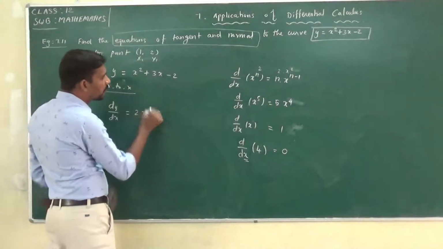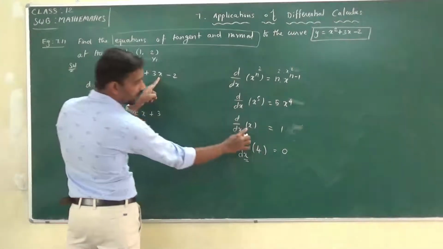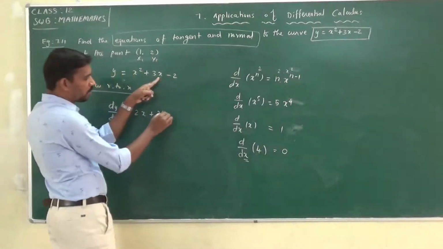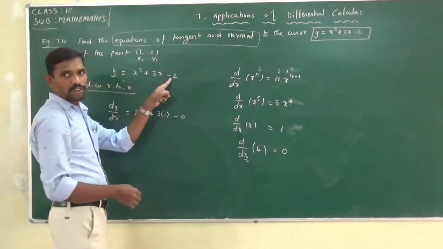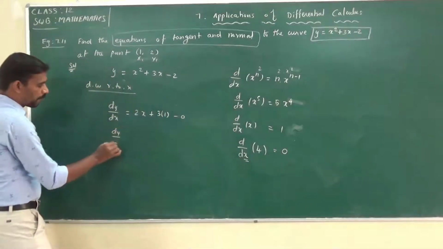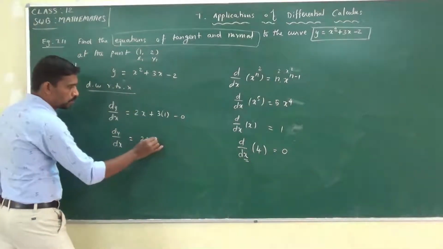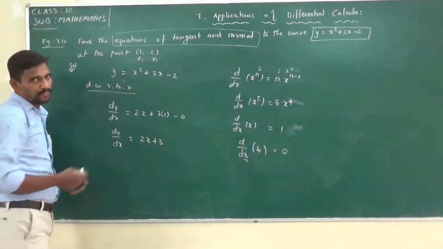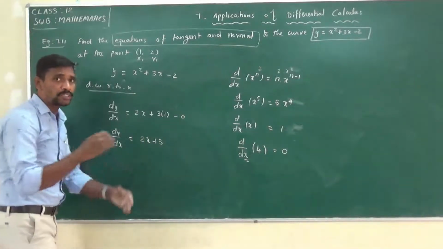Now 3 is a constant. Now you see x. Differentiation of x is nothing but 1. So 3 into 1. Here the constant term will be 0. So dy divided by dx is equal to 2x plus 3. This is already the differentiation, right? Now we want to find out the slope.